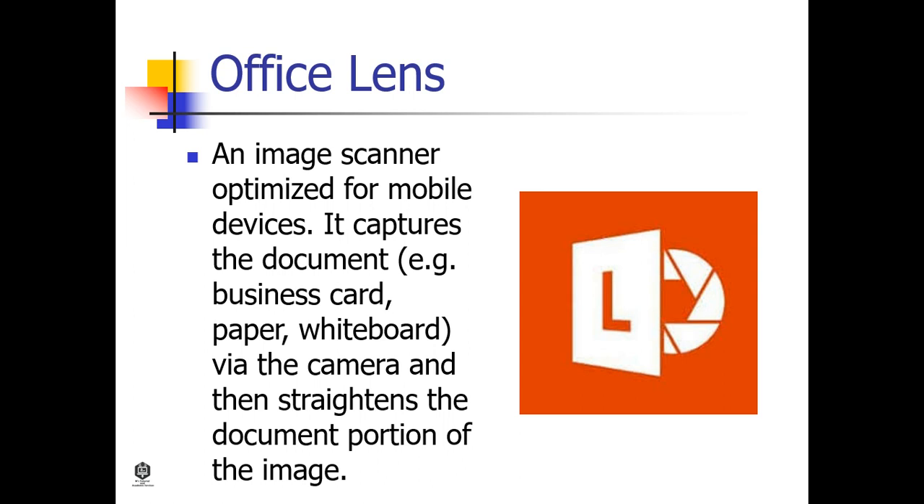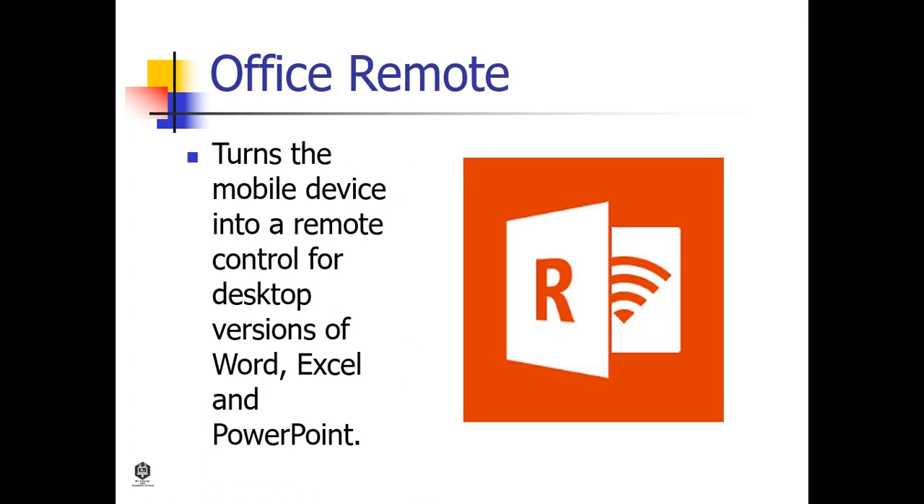While Office Lens is an image scanner optimized for mobile devices. It captures documents such as business cards, paper, and whiteboards via the camera and then straightens the document portion of the image. The result can be exported to Word, OneNote, PowerPoint, or Outlook, or saved in OneDrive, sent via mail, or placed in the photo library. And the Office Remote turns the mobile device into a remote control for desktop versions of Word, Excel, and PowerPoint.